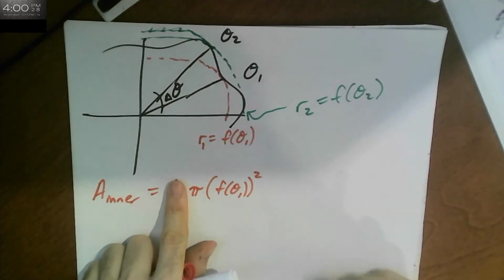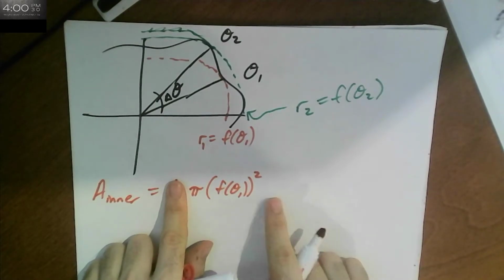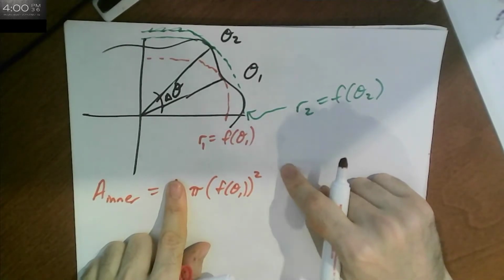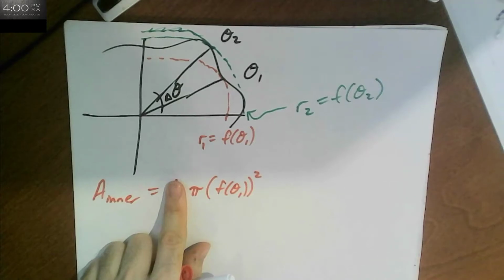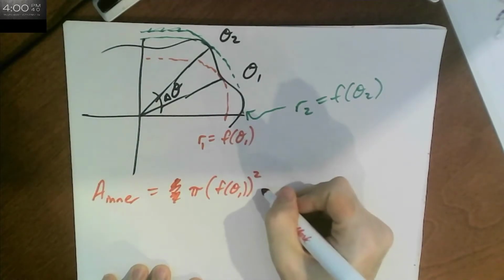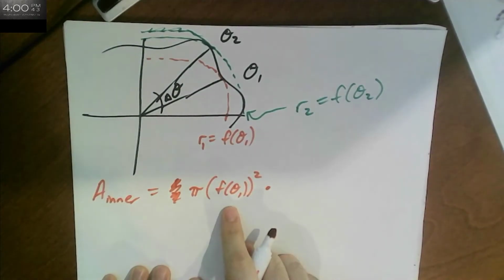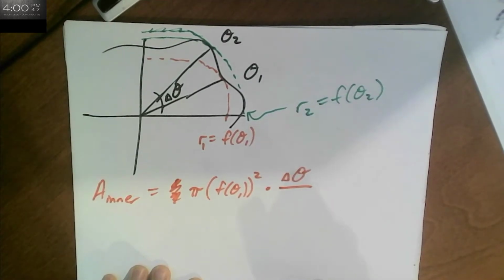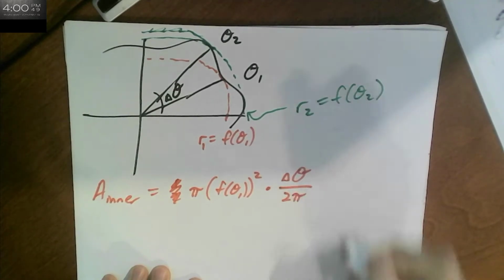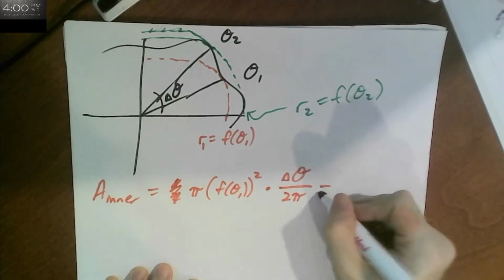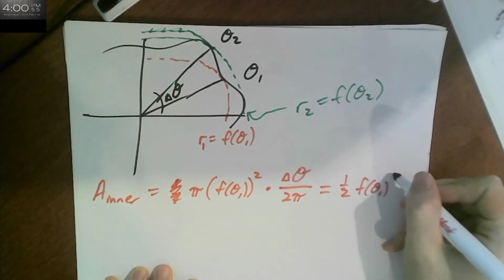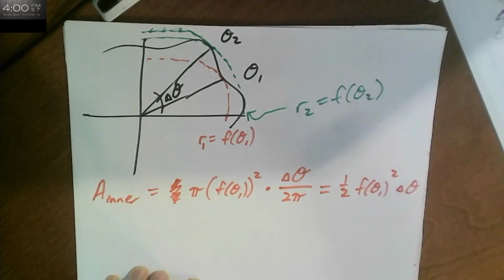I was thinking I should do the entire part times the ratio of angle we care about, right? Pi r squared times, I want delta theta out of the 2 pi total. So let's actually do it that way. Let's make it clear. So this would be the entire inner circle, but the proportion of it I care about is the proportion of the angle I want over the total radians in a circle, which becomes 1/2 f of theta 1 squared delta theta.